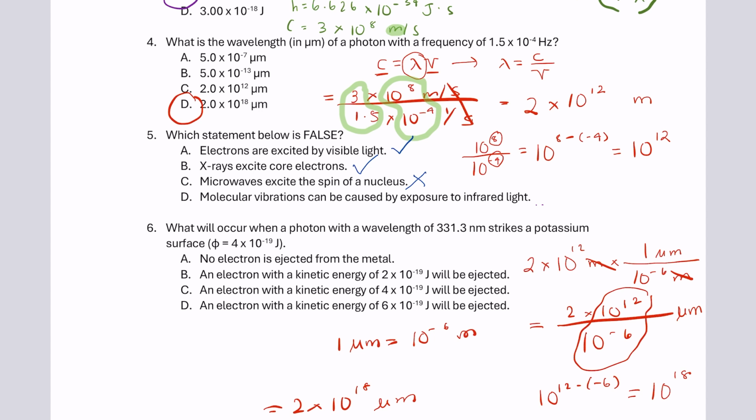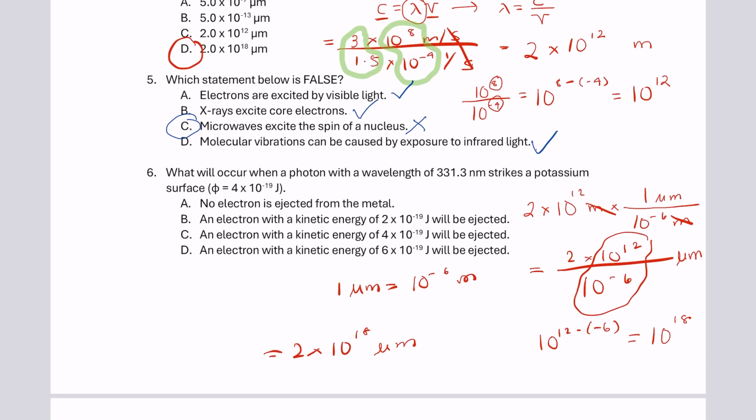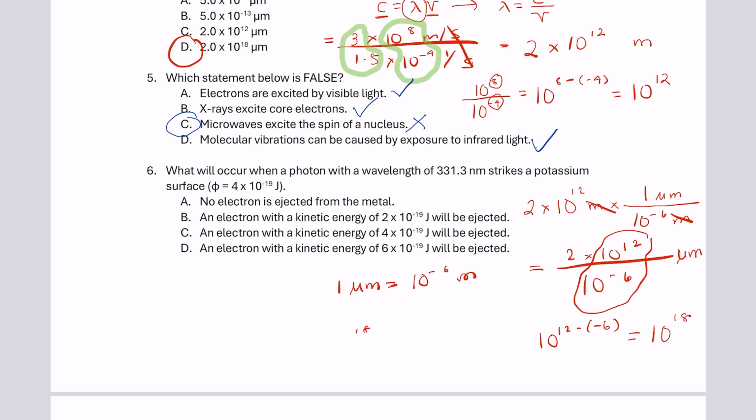It's actually radio waves that are going to interact with nuclear spins. So C is the false statement, and it is the correct answer for problem 5. But let's read statement D as well. Statement D says molecular vibrations can be caused by exposure to infrared light. This is correct because infrared radiation has the right energy to excite vibrational modes in molecules, which is why infrared spectroscopy is widely used to study molecular structures. So again, the correct answer for problem 5 is C.